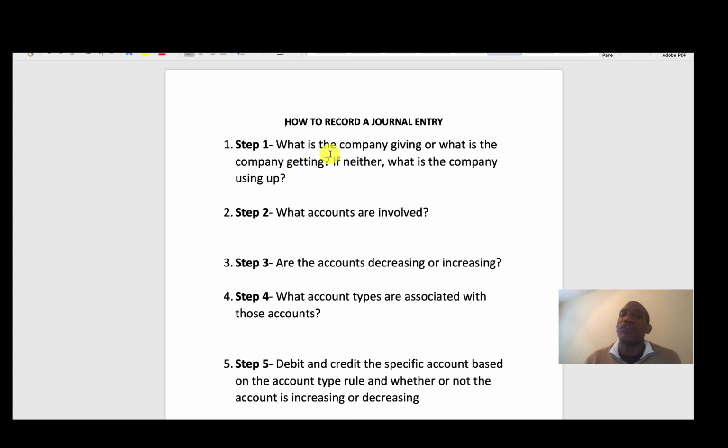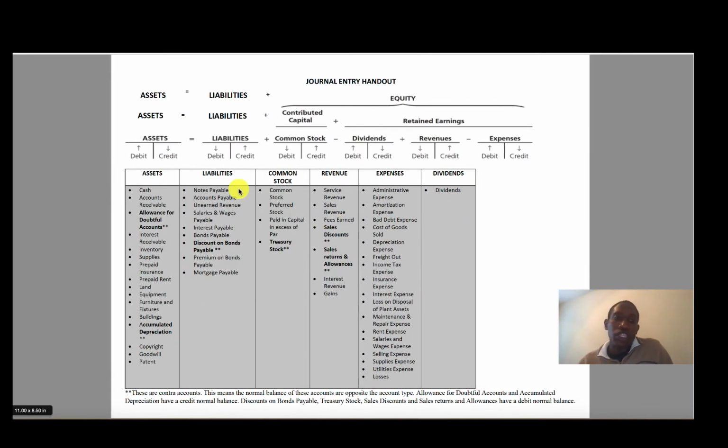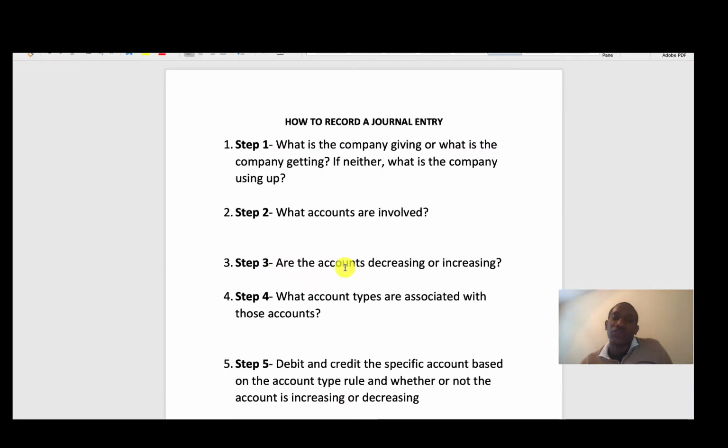And then what are the accounts involved? Once you figure out what's being exchanged in a transaction, the second step is what accounts are involved, right? And many times you don't know what the account is, and so you will go to this sheet and look and try to find the right account that reflects the transaction. Okay, step three is, are the accounts increasing or decreasing? And this is the key step because this is going to help you figure out whether you're debiting or crediting the account. So once you identify the accounts, are the accounts going up after this transaction or are the accounts going down after this transaction? And then that can help you figure it out.